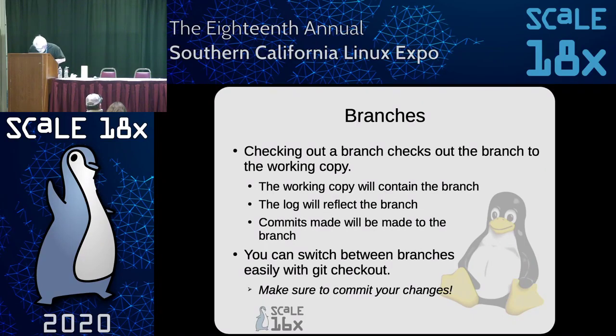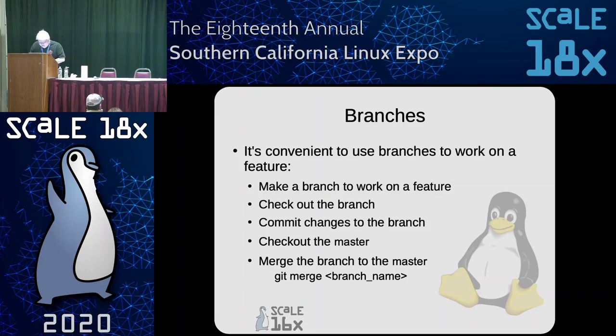So checking out a branch checks out the branch to the working copy. The working copy will contain the branch. The log will reflect the branch that's currently checked out. And when you commit, it'll be made to that branch. You can easily switch between branches using git checkout. Make sure to commit your changes beforehand, otherwise Git will complain.